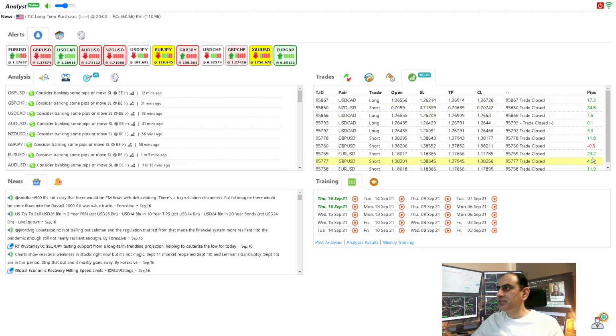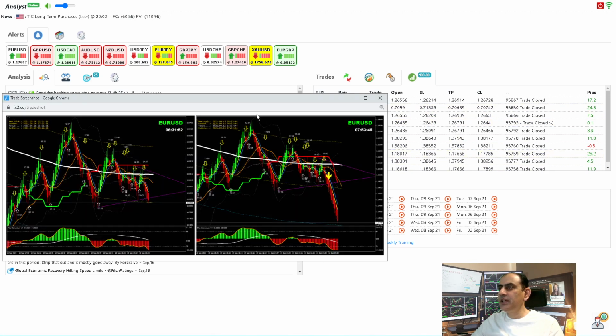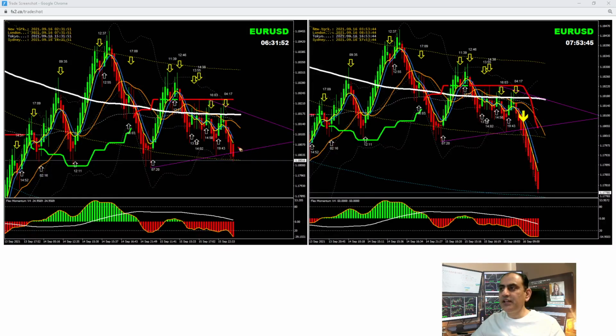Let's see, 23 pips on EURUSD. If you look here, this is the entry level this morning. Based on this morning's analysis, we had this breakout. As soon as the price broke, he took a short trade here. As you can see, the first target hit, and he banked beautiful pips. He could have made more, but he made 23 pips. That was the best trade.